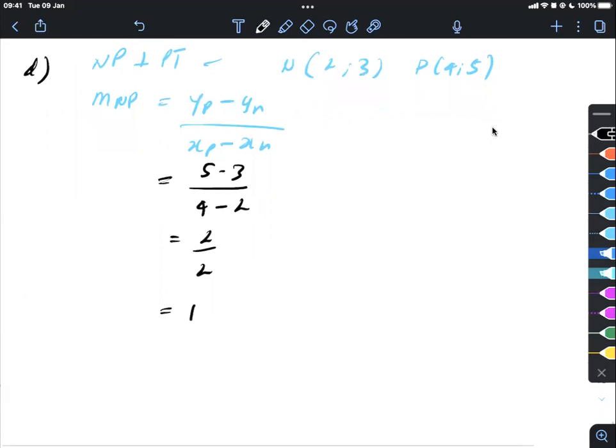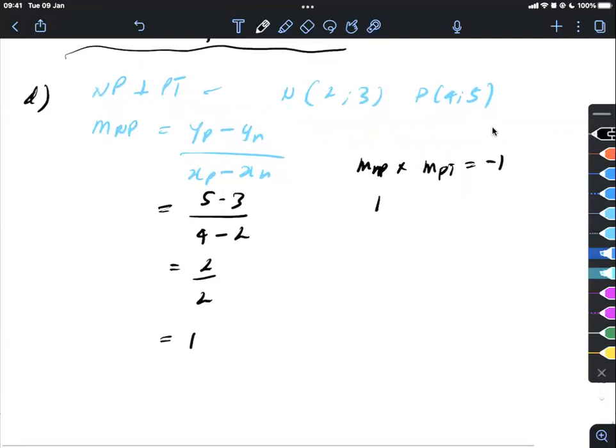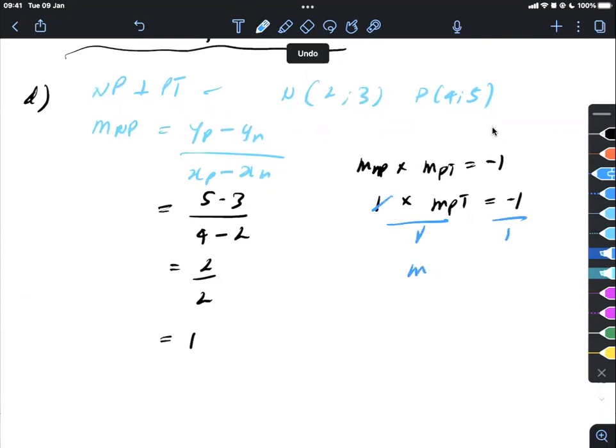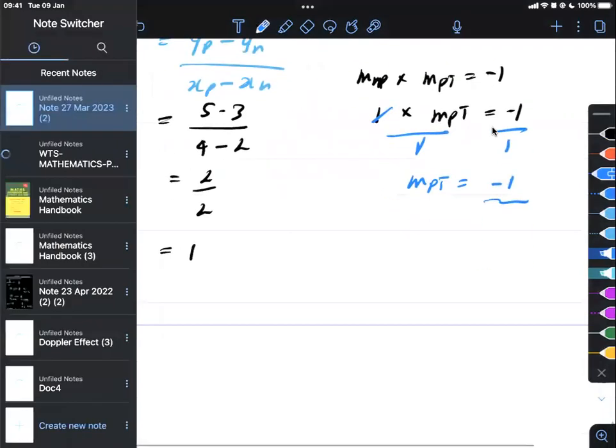So now again, taking the gradient of NP, multiplying by the gradient of PT, we should get a -1. The gradient of NP is a 1. So I'm going to multiply by the gradient of PT. The product should give me a -1. So in that case, I'm going to divide by 1, and 1 and 1 cancel. So the gradient of PT is equal to -1. Now we're done with that. Let's take some more questions.